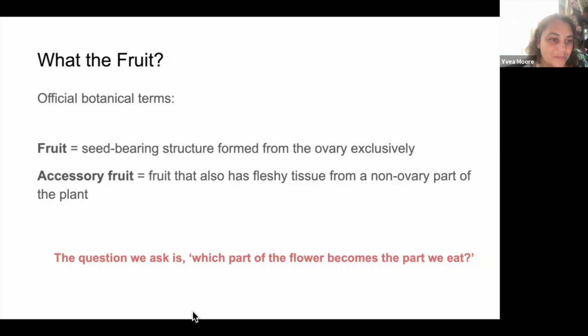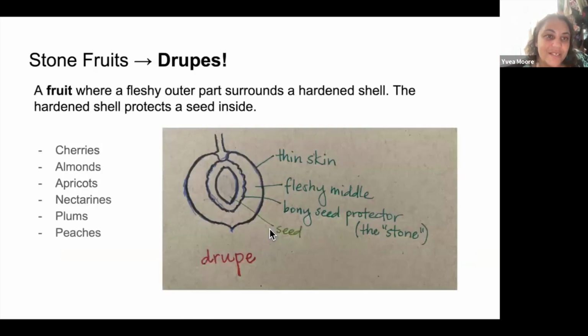Yeah. Strawberries are definitely complex. So ready to go into the fruits a little bit more? Here we go.